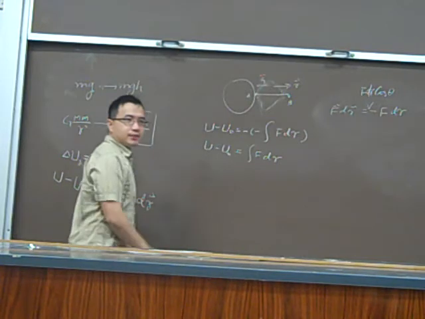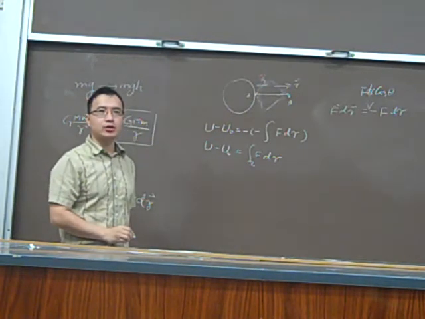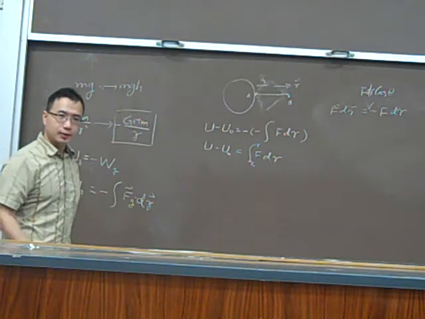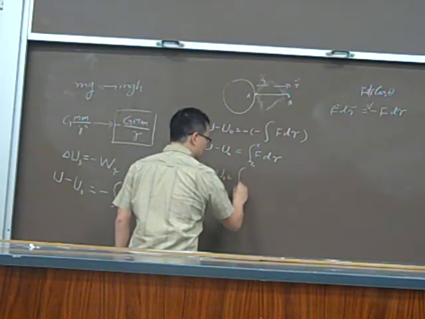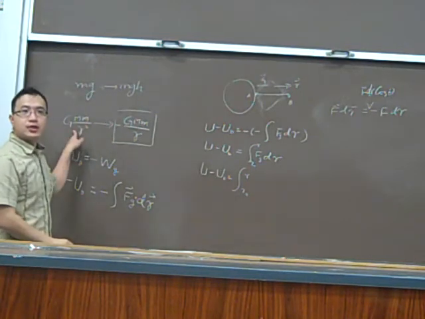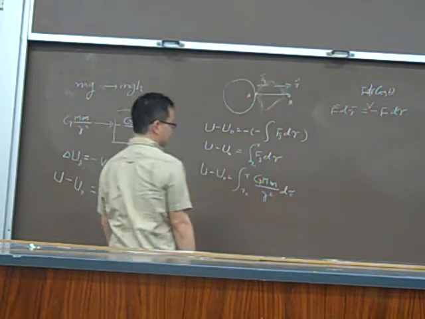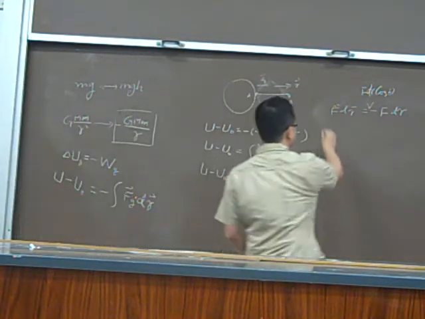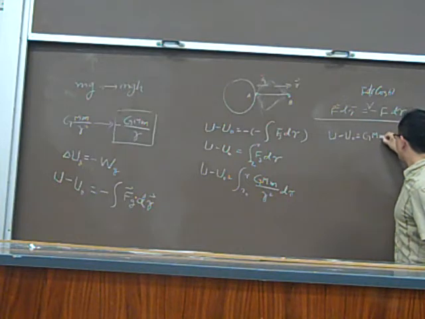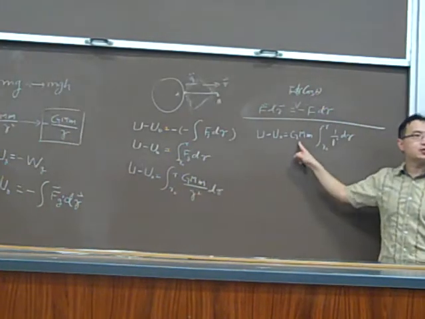Now, this integral should be easy. I'm going to integrate it from our initial state, so if the radius for the initial state is called r naught, and r is the radius for our final point, I'm going to integrate from r naught to r. And so U minus U naught equals the integral from r naught to r of the gravitational force Fg, okay? So it's given by this equation: G capital M small m over r squared dr. And then U minus U naught equals G capital M small m times the integral from r naught to r of 1 over r squared dr. I can factor out this constant, okay?